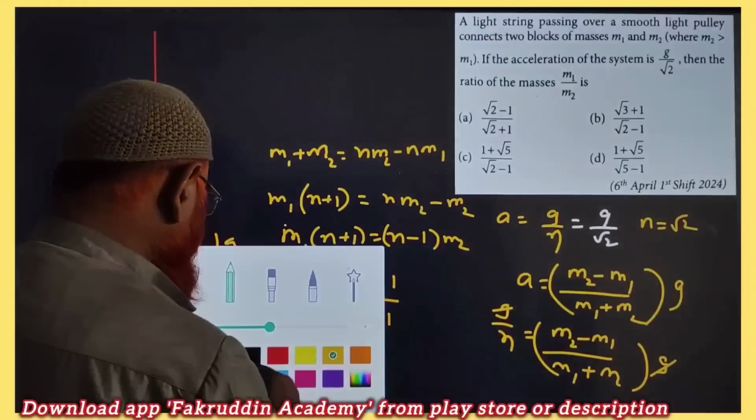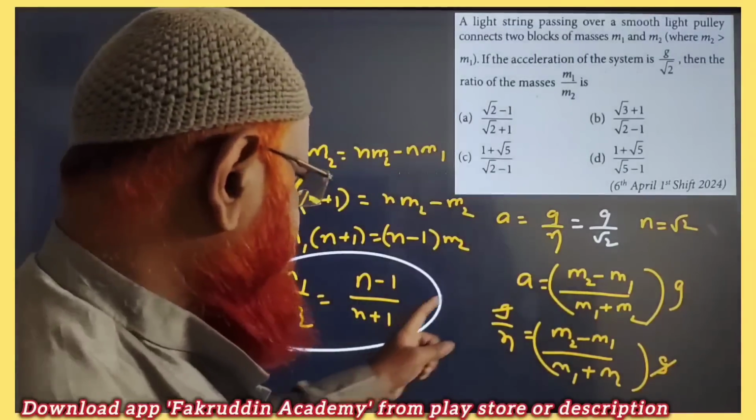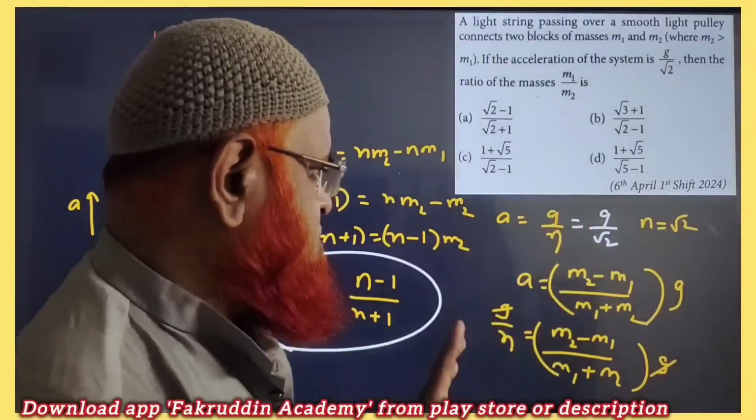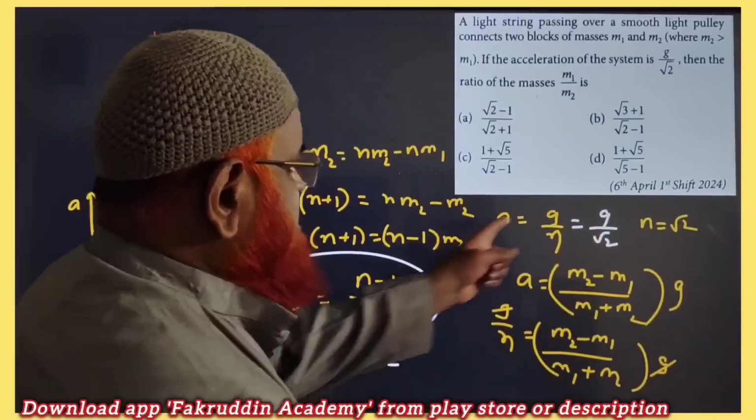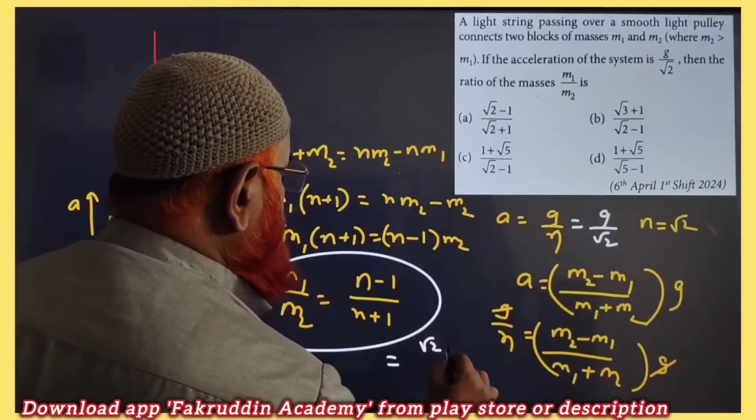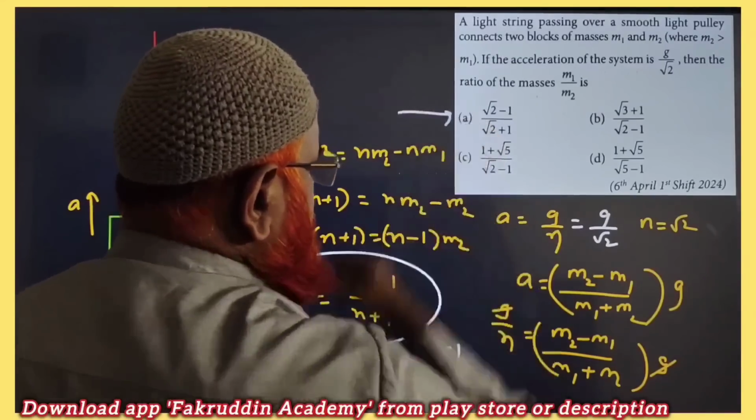Okay, so your short trick is ready. That's it. You can just take n is equal to root 2. So this is going to be the short trick here. Instead of n, you have to write root 2, that's it, g by n. So you'll be getting root 2 minus 1 by root 2 plus 1 directly. So this is going to be your correct option.